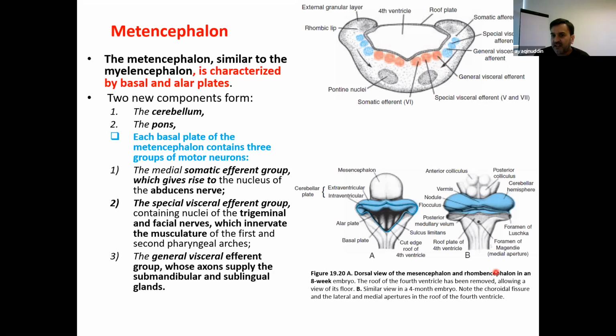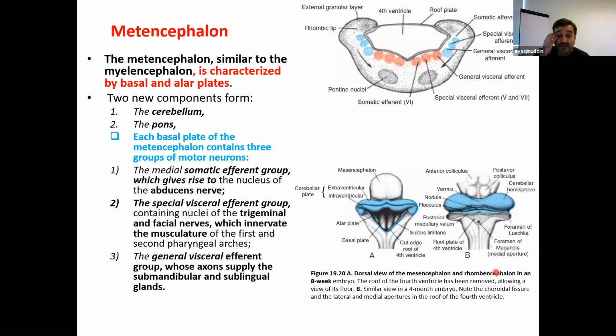So as we said, first we can look at the pons, and we can just see the structures which will come out from the basal plate and alar plates, and then we will go and see the development of the cerebellum. So from the basal plate, again, you have the motor neurons coming out and forming the motor neurons of the pons in this case.